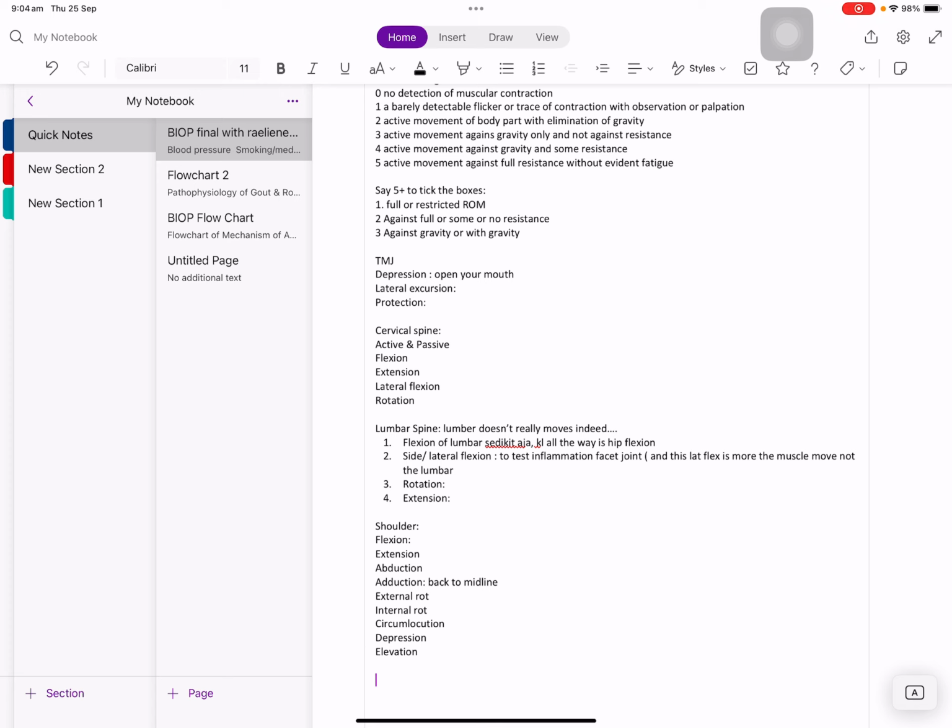Ingat, Pak? Enggak gitu banyak. Nggak penting. Ini extension, ini flexion. Flexion. Extension. Ini kan? When we're going through this, we have to know flexion, circumduction, adduction, abduction.